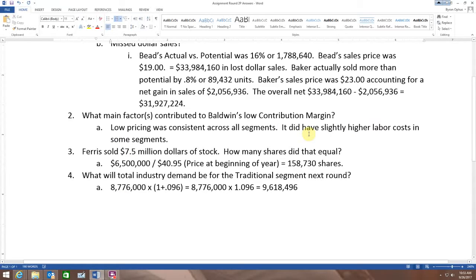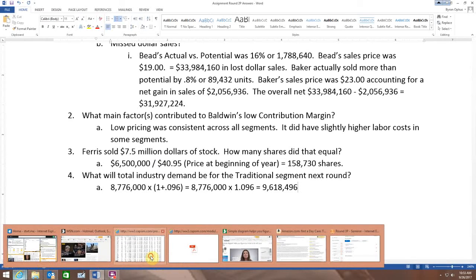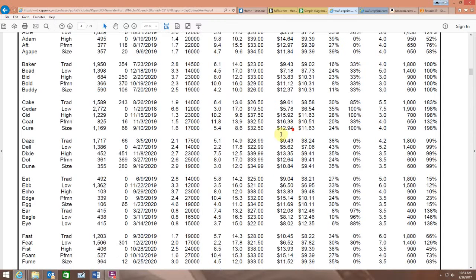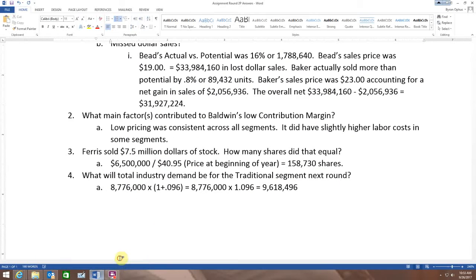It did have slightly higher labor costs in some segments, and so that certainly would have contributed somewhat as well. What you'd have to do is look at the labor costs here. Its labor costs here are actually a little cheaper than Chester's, but a little more than there. So you could certainly argue that its labor costs here were a little bit higher. But the main factor was pricing, and that's more or less the correct answer.